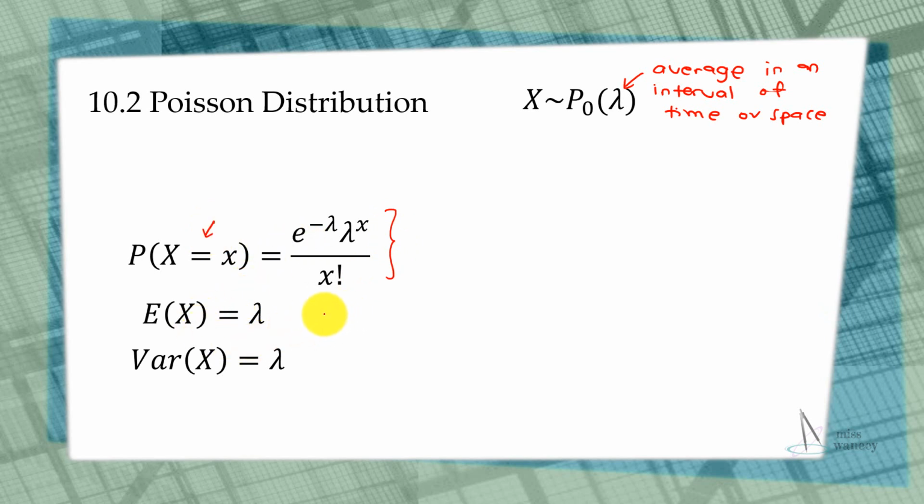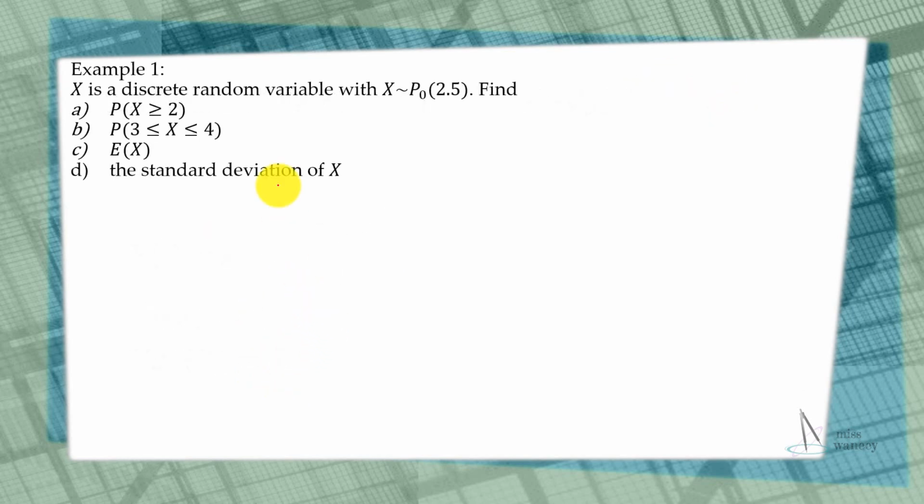So something that is more special about the Poisson is about the expectation, the mean, and the variance. Basically the mean and the variance, both of them are actually lambda. Okay, so let us go to the first example. X is a discrete random variable with this average, so this is our lambda over here, 2.5. And then we were told to find probability for x greater than or equal to 2, x in between 3 and 4 inclusive, and then the mean as well as the standard deviation.